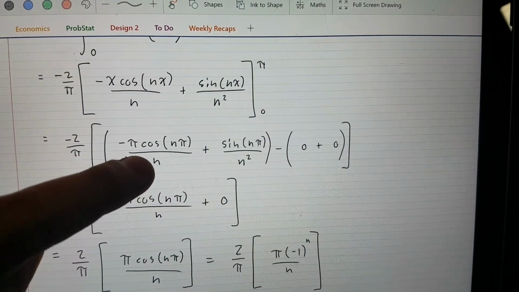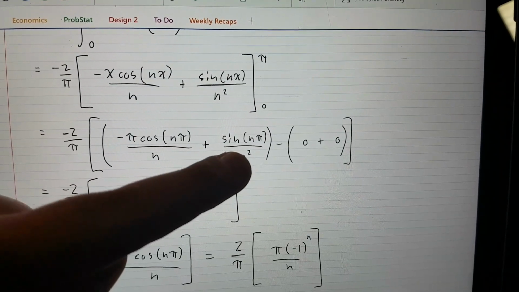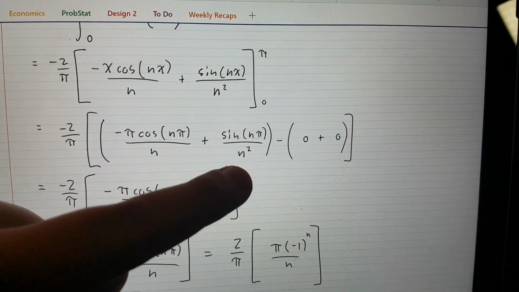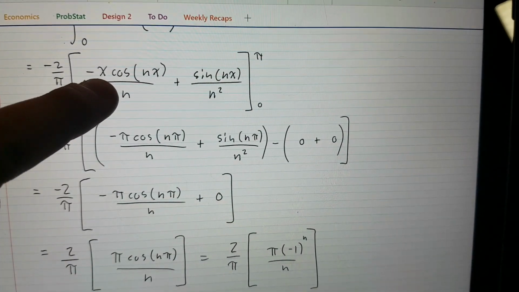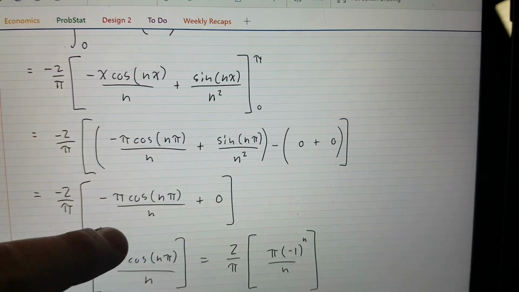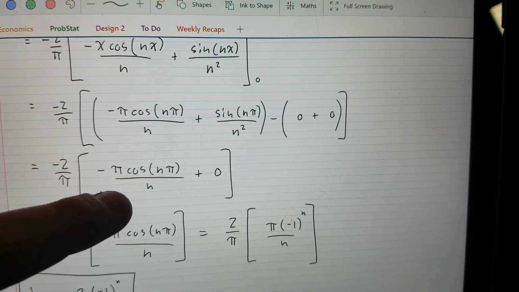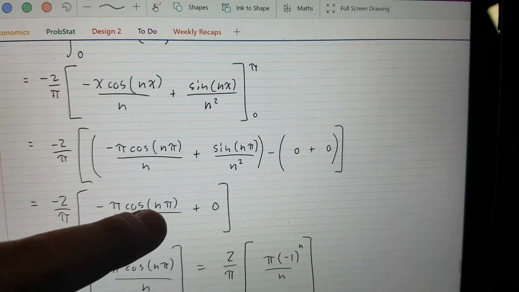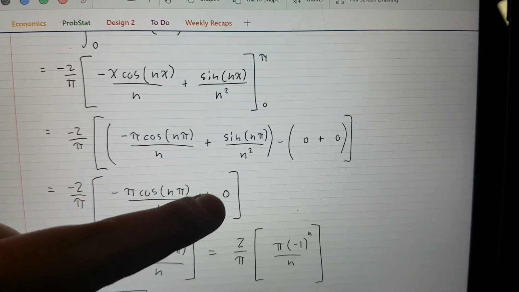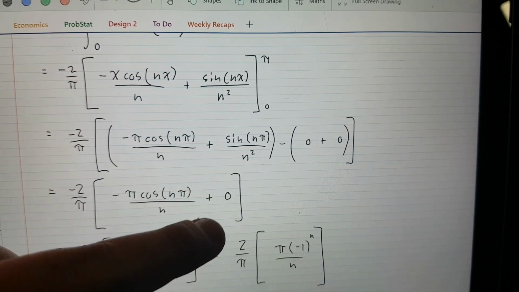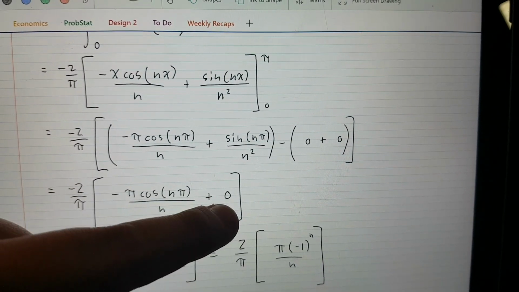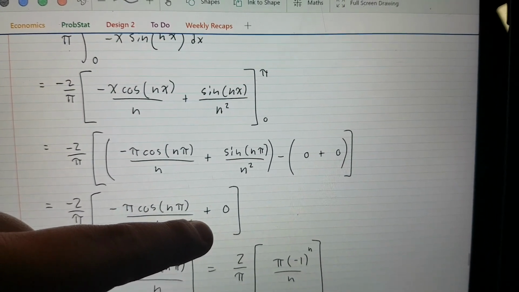So for pi, it's going to be this and this. And then for 0, that's 0, and then sine of 0 is 0. So then we get this. I also wanted to make sure that I kept this here, but I wanted to also show in another step. I didn't want to do too many steps at once.